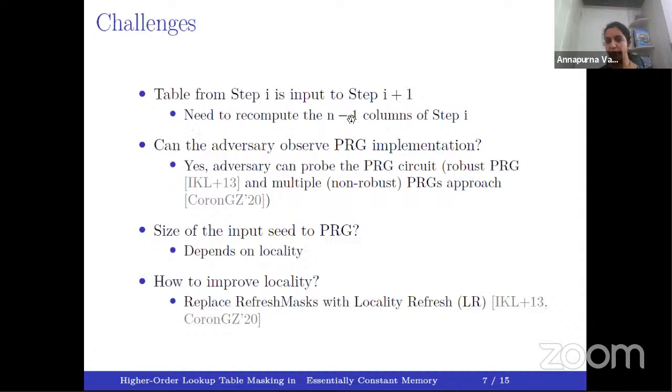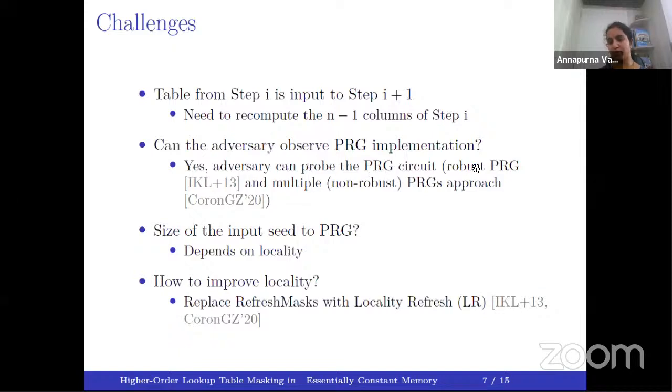We need to recompute the remaining n-1 columns of the lookup table. If you look at the full version of the paper, you can see how we can better optimize this overhead. Since we want to compute the random masks using a PRG construction, the PRG construction also should be probing secure. The adversary can also look into the intermediates of the PRG, so we want the PRG construction to be probing secure.